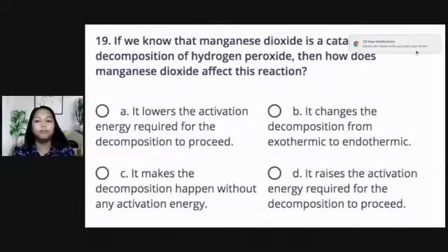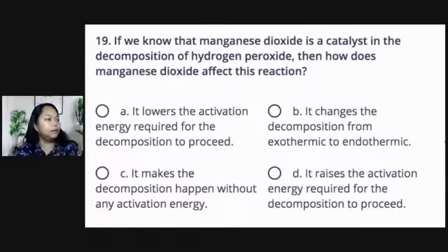We move on. If we know that manganese dioxide is a catalyst in the decomposition of hydrogen peroxide, then how does manganese dioxide affect this reaction? Is it letter A? It lowers the activation energy required for the decomposition to proceed. Letter B, it changes the decomposition from exothermic to endothermic. Letter C, it makes the decomposition happen without any activation energy. Or letter D, it raises the activation energy required for the decomposition to proceed. Excuse me, what do you think is the correct choice for number 19?